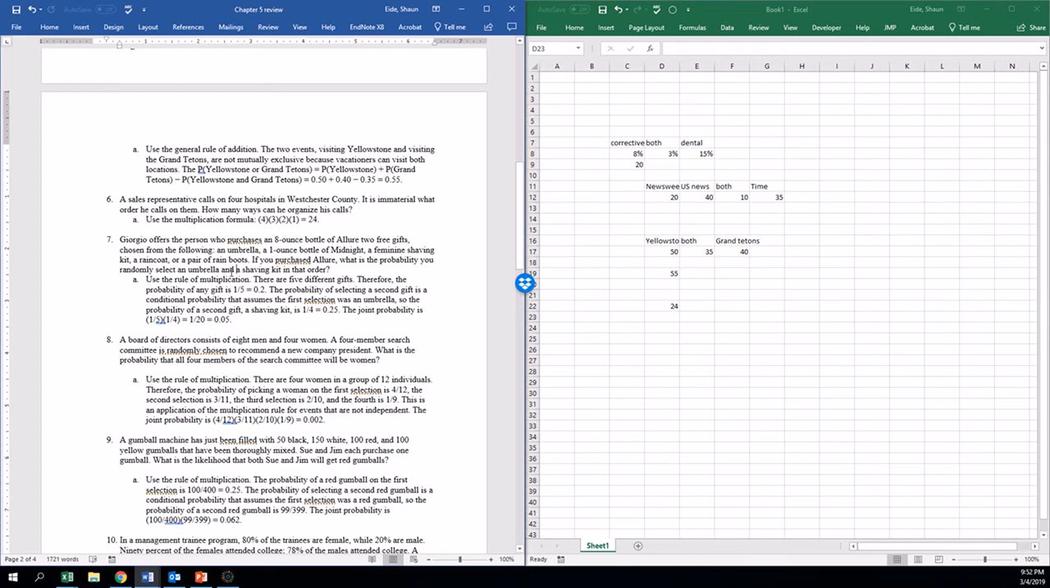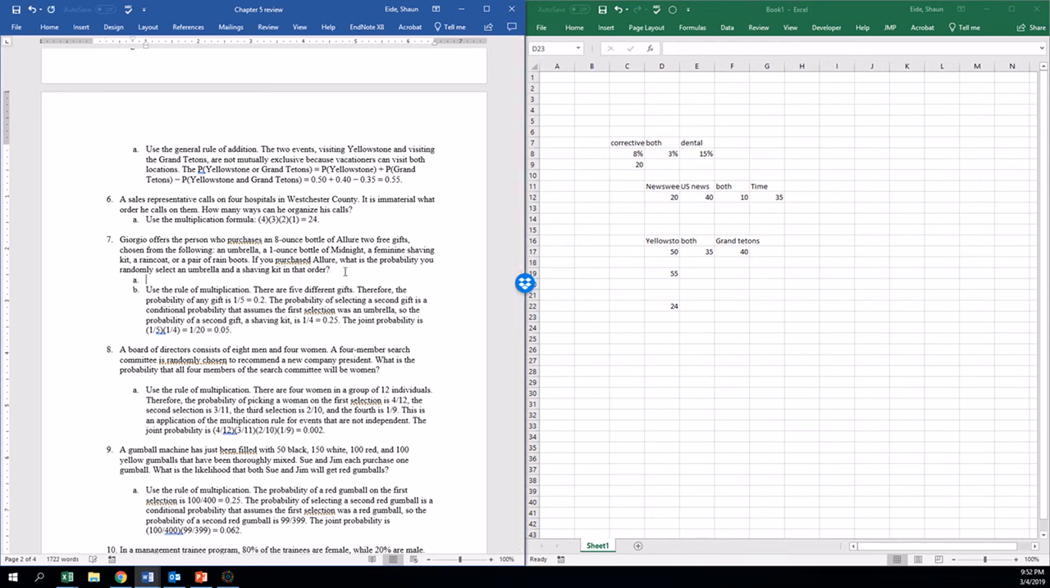Given that you selected the umbrella first, the probability of selecting the umbrella first is 1 out of 5. Then the probability of selecting the shaving kit, given that you selected the umbrella, is 1 out of 4. So you take 1 out of 5 multiplied by 1 out of 4, which gives you 1 out of 20, or 0.05. So you have the prior probability multiplied by the conditional probability, which gives you the joint probability of first selecting the umbrella and then selecting the shaving kit.